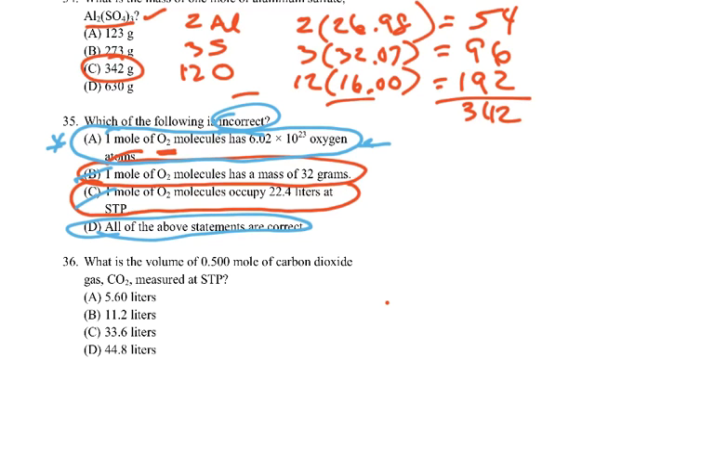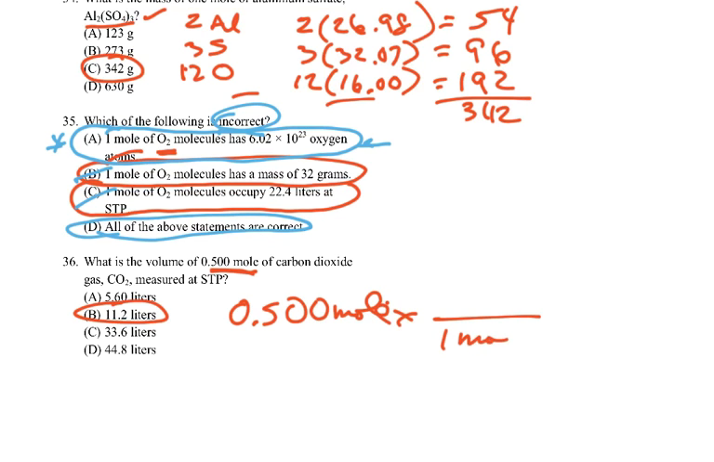What is the volume of 0.5 moles of carbon dioxide gas at STP? Well, that's half a mole. 1 mole is 22.4 liters, so half a mole would be half that, 11.2 liters. Now officially what I'm doing, I'm saying I got 0.500 moles, and I know that for every 1 mole there's 22.4 liters at STP. So when I multiply 0.5 times 22.4, I get 11.2.